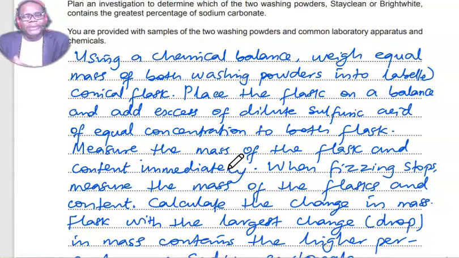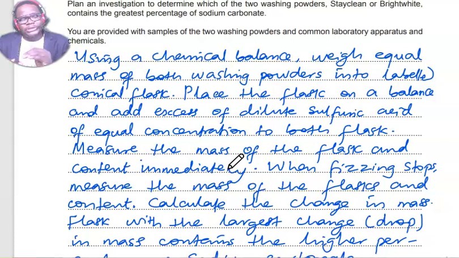Then measure the mass of the flask and the content. Because you need to find loss in mass, measure the initial mass of the flask and the content. Then allow the reaction to take place. When fizzling stops, when effervescence stops and there are no more bubbles formed, it means that the reaction has been completed. Then you can stop the experiment. Then measure the mass of the flask and the content that is remaining.